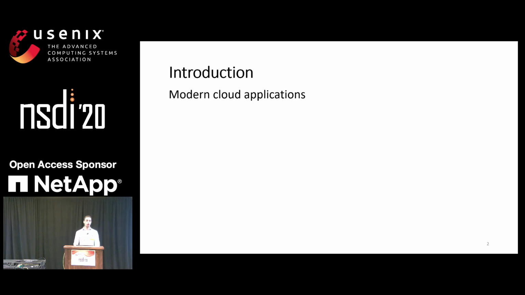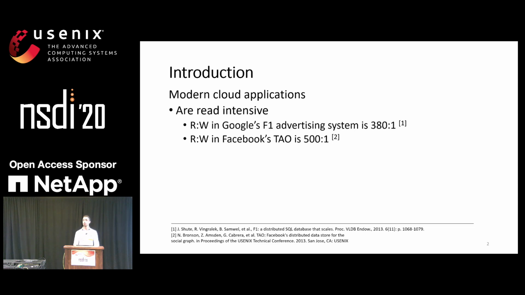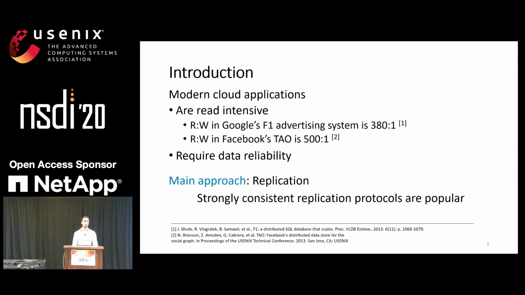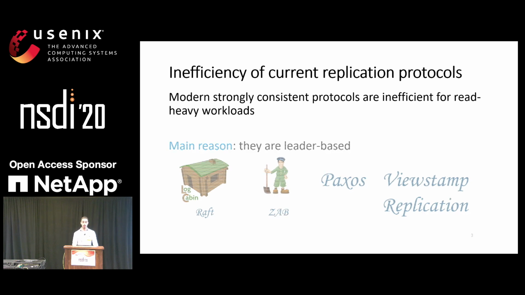Modern cloud applications are read-intensive. The read-to-write ratios in some cloud applications reach up to 500 to 1. Moreover, modern cloud applications require data reliability because machine failures should not cause data loss. It's usually achieved using replication, and strongly consistent replication protocols are widely adopted due to their well-defined semantics. However, these protocols are inefficient for read-heavy workloads, and the main reason is they are leader-based. Here are some examples of leader-based consensus protocols, such as Raft, Zab, and some implementations of Paxos and Viewstamped Replication.